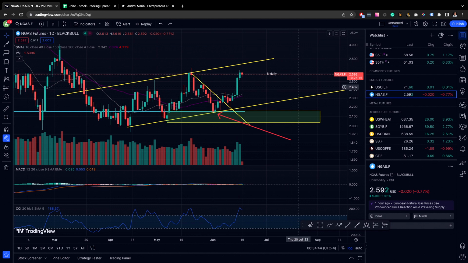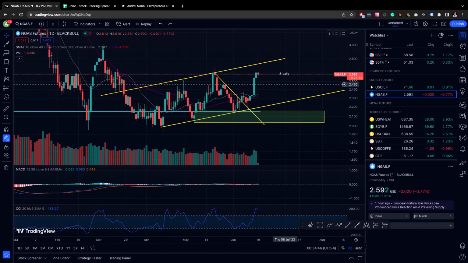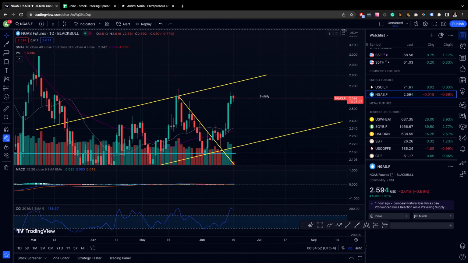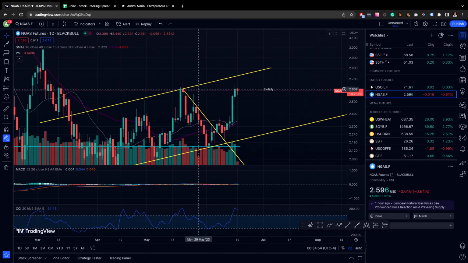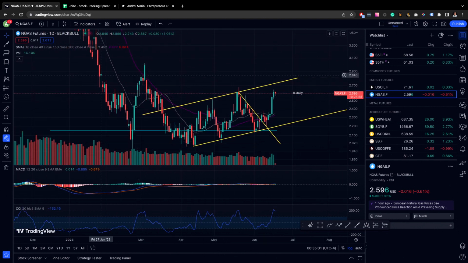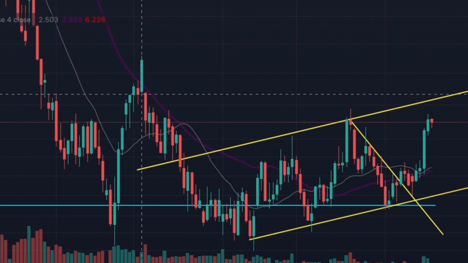Now, how do we grade it? If you have been paying attention, you've seen that I have these little notes on the chart grading some of these supply and demand zones. So let's look at a fresh one. Actually, I had an 8 daily here, but let's look at a fresh one. I'm going to look at this one.